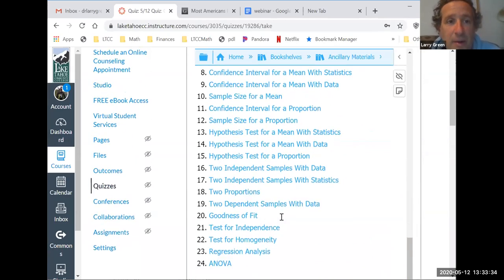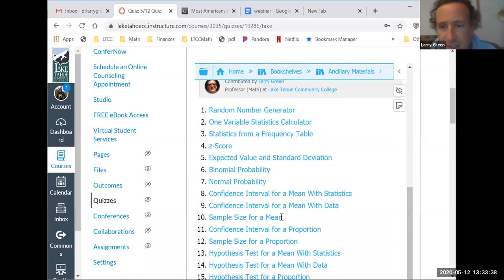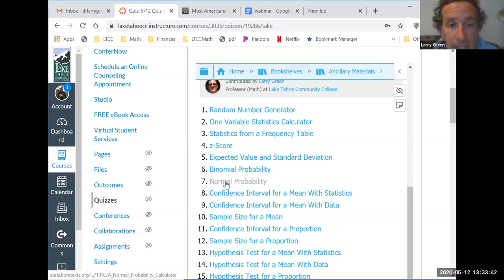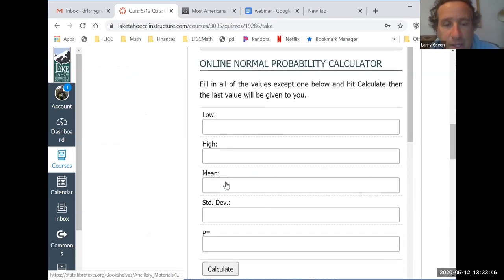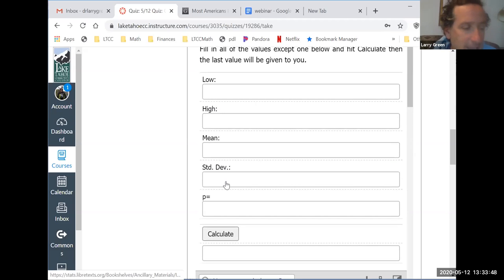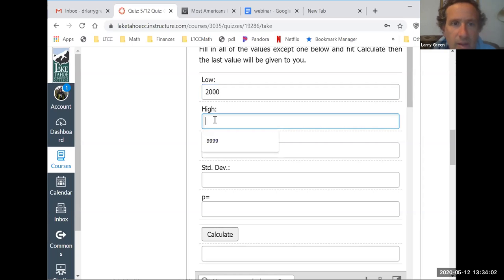Okay, so which number for the calculator do we need? Yeah, number 7, it's a normal probability. So for the normal probability, we want to find out what is the probability that we're greater than 2,000. So greater than 2,000 tells you low is 2,000. What's the high?